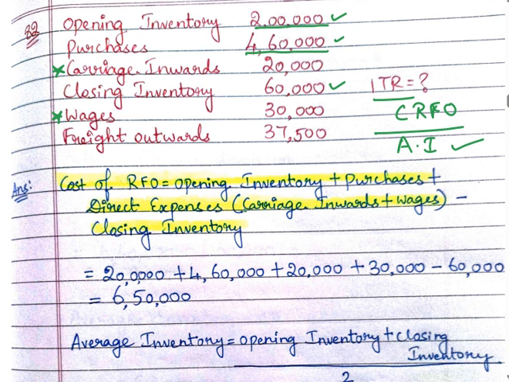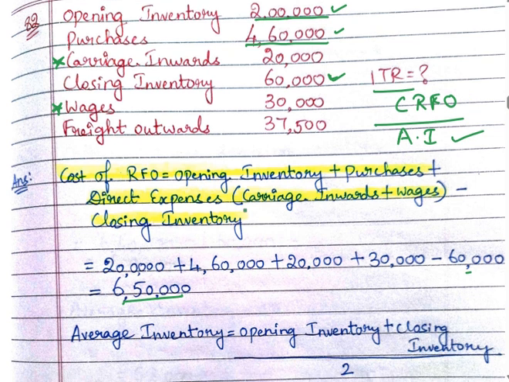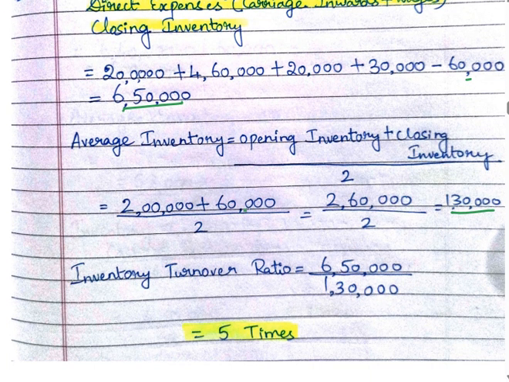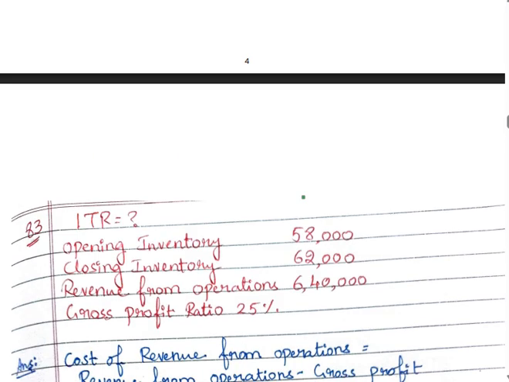So 20,000 and 30,000 minus closing inventory. This value is also given, closing inventory. And when you substitute and calculate, we get 6,50,000 as cost of revenue from operations. Substitute in the formula now. Inventory turnover ratio is equal to cost of revenue from operation 6,50,000 divided by average inventory, that is 1,30,000. We get 5 times and this is the answer. Let's see the next problem.